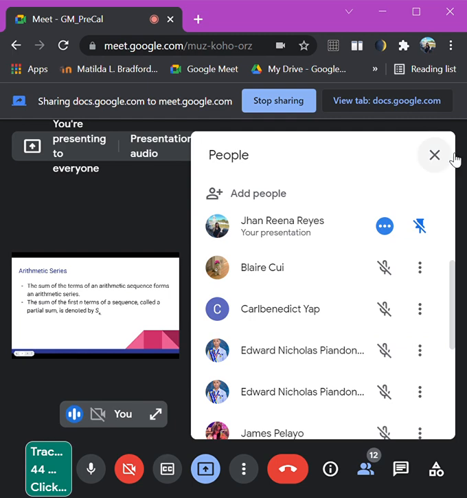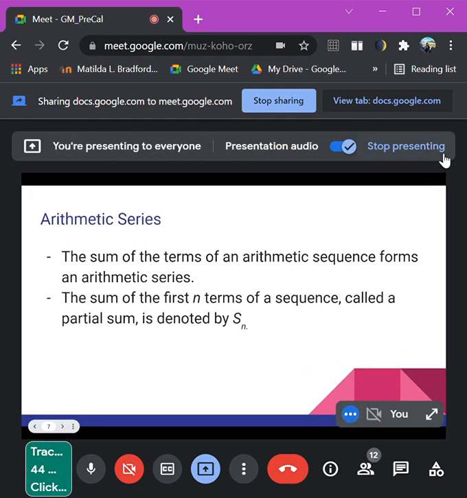Sige, let's have Mascardo. Edward, please read. Arithmetic series, the sum of the first n terms of an arithmetic sequence is called an arithmetic series, denoted by Sn. Okay. So the sum of the terms of your arithmetic sequence becomes your arithmetic series. So you should look at the given to see if it is an arithmetic series, so you can get its arithmetic sequence.